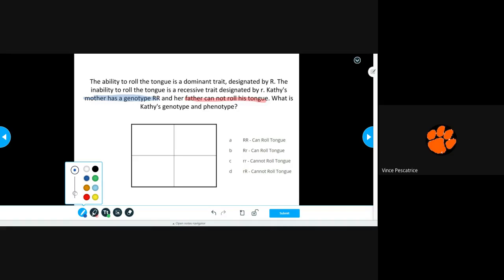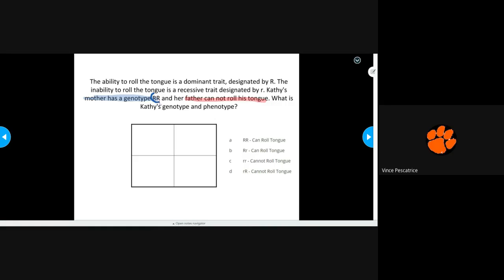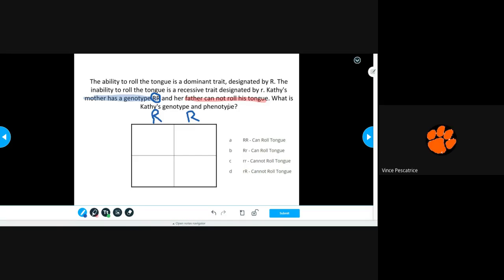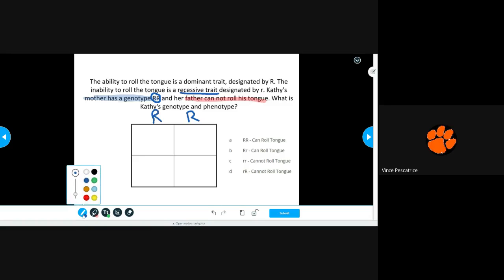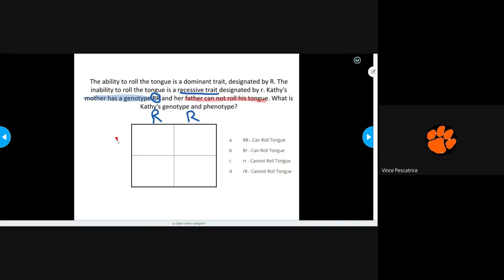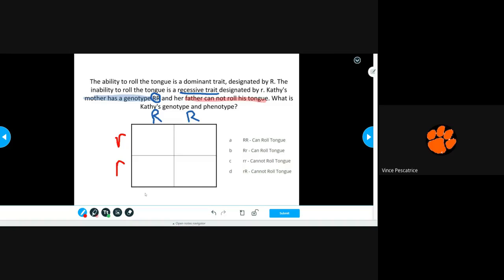So we can go ahead and put in this genotype for the mother, RR. And then the father can't roll his tongue. So up here it says the tongue is a recessive trait designated by a lowercase r. In order for a recessive trait to show up, it needs to be homozygous. That means two lowercase r's need to be there. So that means that the father must be lowercase r and a lowercase r. So this is the mother up top and the father on the side.